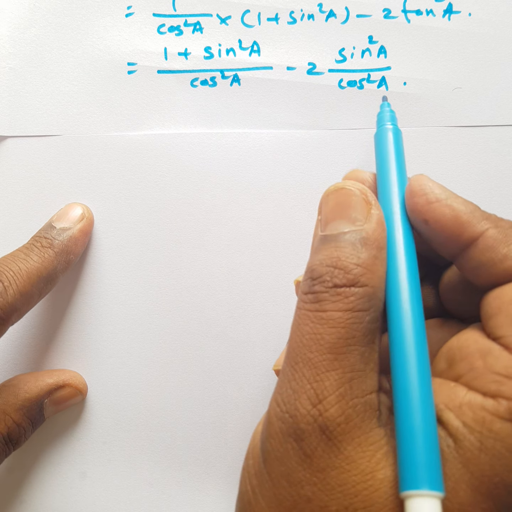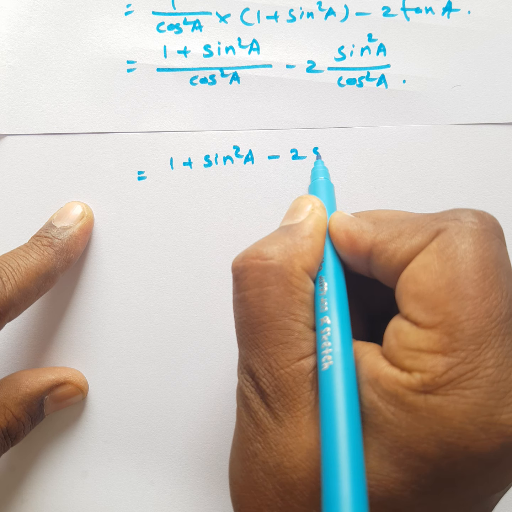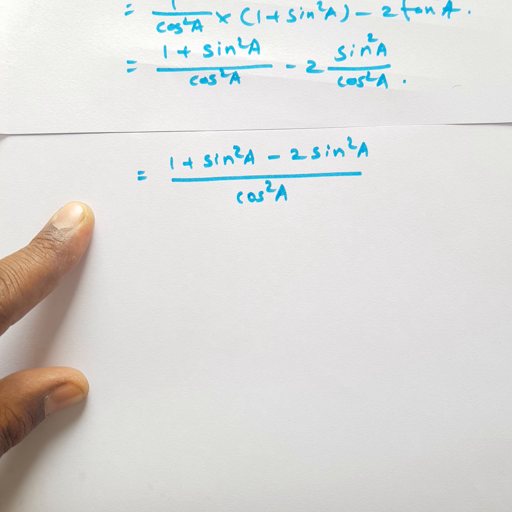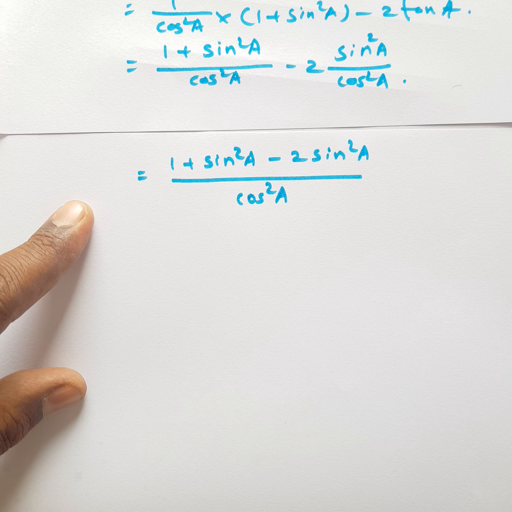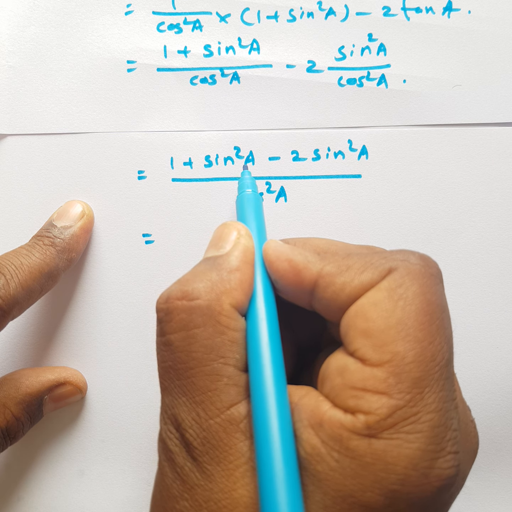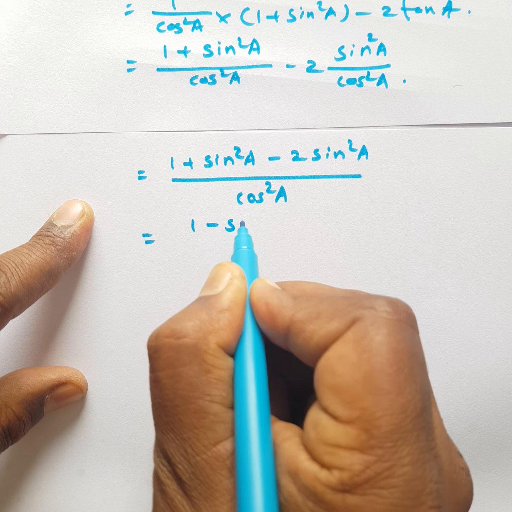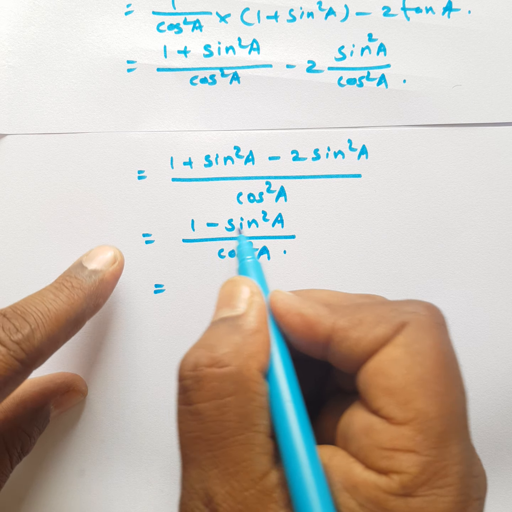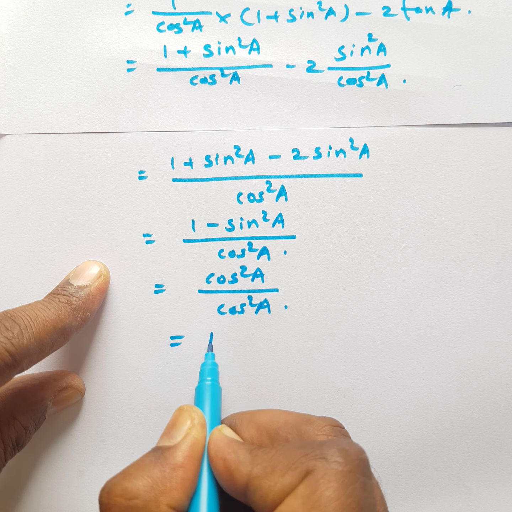Now here the denominator of both terms is the same. Therefore it will be 1 plus sin square A minus 2 sin square A upon cos square A. Denominators are the same, therefore we subtract the numerators and put the denominator as it is. So cos square A is the denominator, and the numerator is 1 plus sin square A minus 2 sin square A. Sin square A minus 2 sin square A will be minus sin square A, so 1 minus sin square A upon cos square A. Here 1 minus sin square A is cos square A, so cos square A upon cos square A is equal to 1.